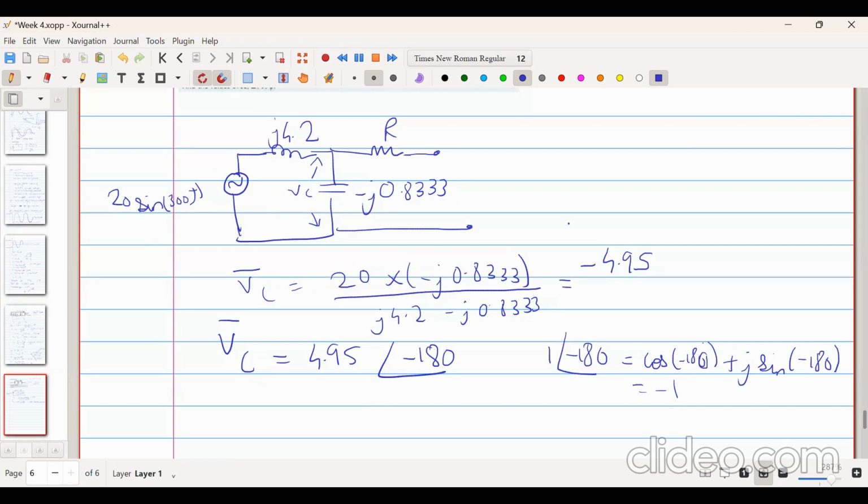So what this means is the supply was actually 20 with respect to 0, and this VC bar is actually equal to 4.95 in this direction. So it's actually 4.95 at an angle of 180. Does this make sense?